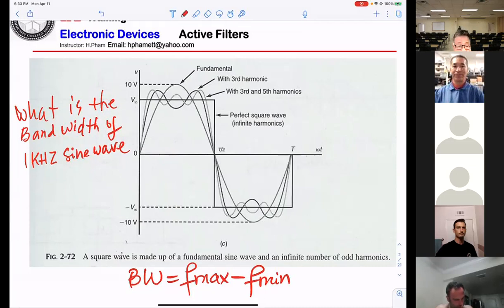Zero. That's from Ricky Hunter. Perfect. The answer will be 0. Now, for 1 kilohertz sideways, what is the maximum frequency? 1K. What is the minimum frequency? 1K. So that's why you get 0.